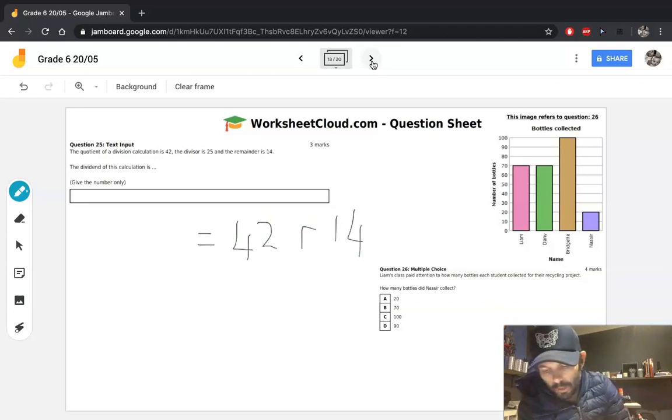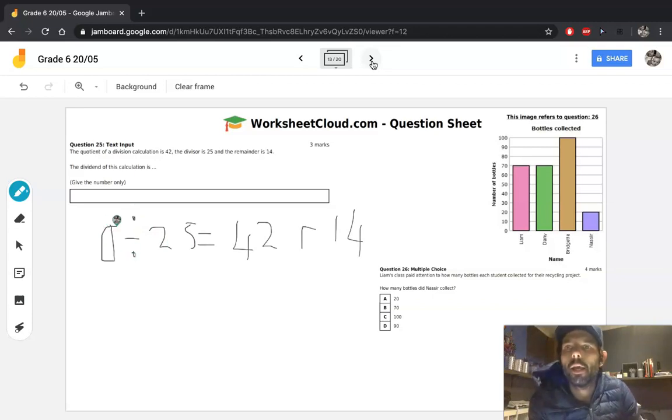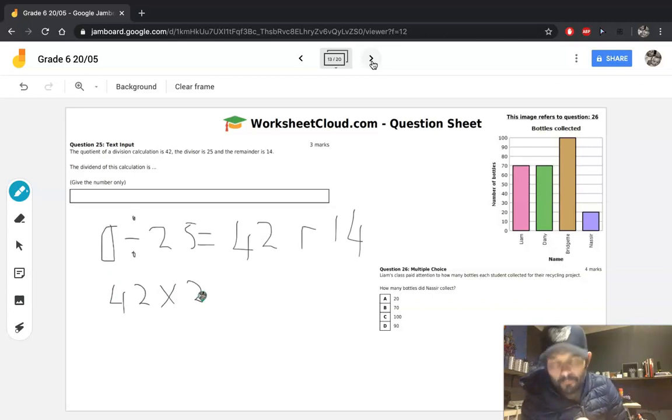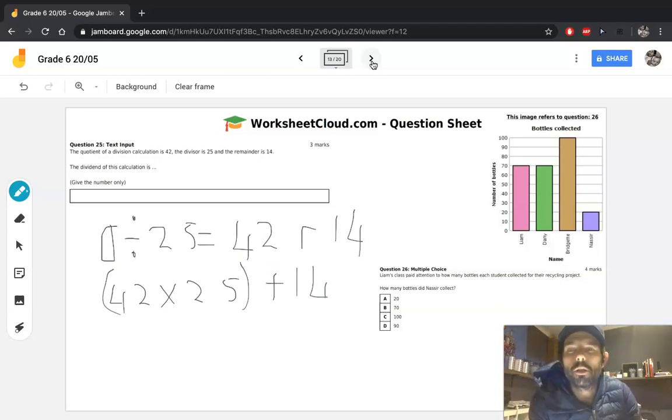The divisor is 25. And we are looking for what the dividend is. Okay? So we need to work in reverse. We can say 42 multiplied by 25 first. Okay? And I'm going to put that in brackets. And then we can add 14. So I've put it in brackets just so that we can identify that multiplication comes first. You don't have to put the brackets there because the multiplication would come first anyway, but I'm just trying to highlight that fact to you that we need to do that sum first.